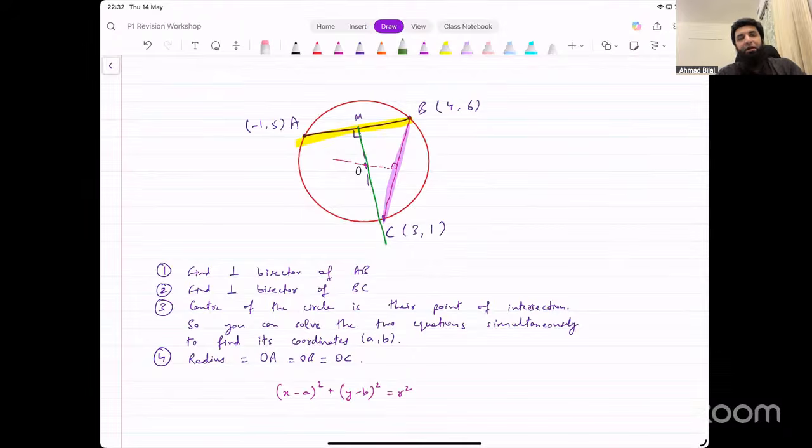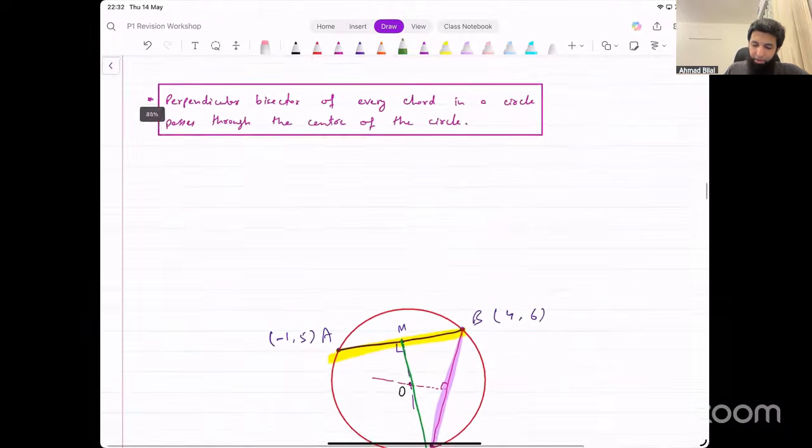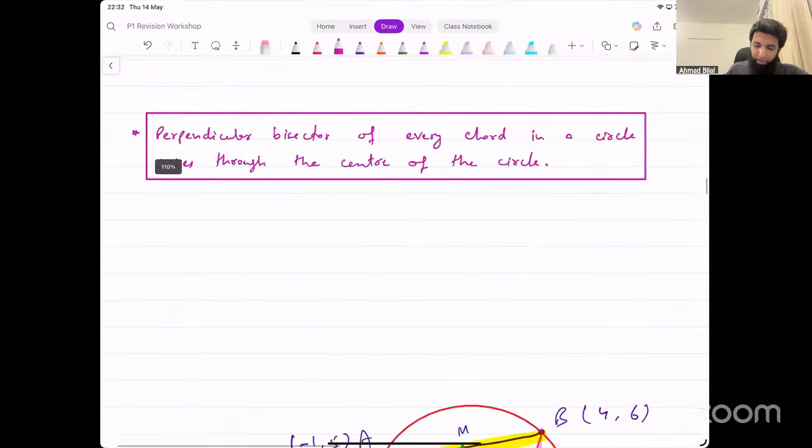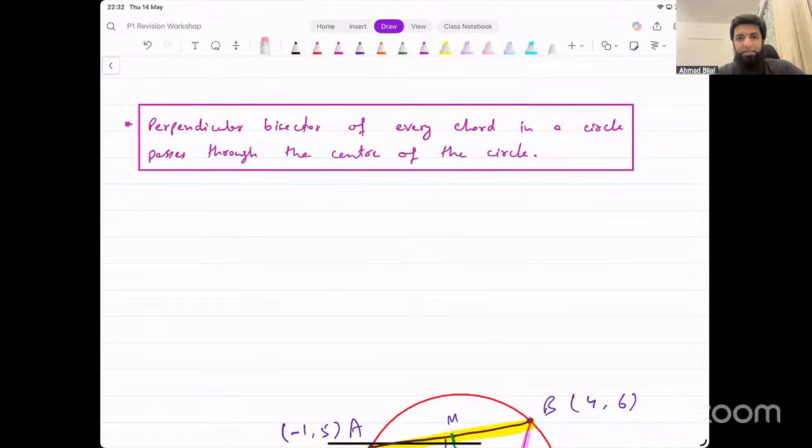Remember that property where if you were to draw a line from the center of the circle to the midpoint of any chord, it always makes a 90 degree angle, right? It comes from that property, and that is the perpendicular bisector of every chord in a circle. The perpendicular bisector of every single chord in a circle passes through the center of the circle. For any chord in a circle, if you were to draw a perpendicular bisector, it would pass through the center.